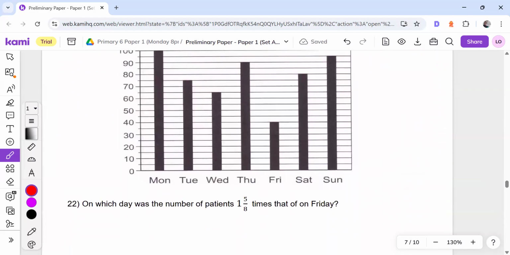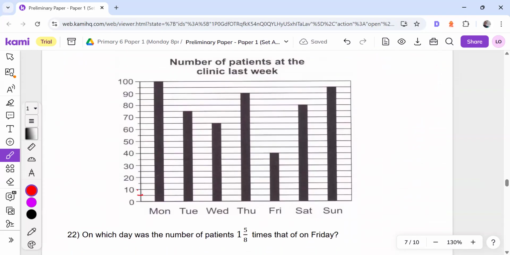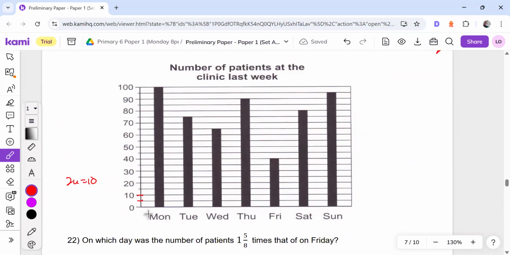Now, when you do graph, you need to count the units, which is quite easy. 2 units is 10. So first thing to do is you see line graph, bar graph, you have to count the units. Then your 1 unit is 5. Then after that, you will need to put the numbers onto the bar graph. So 65, 90, 40, and this is 80, and this is 95. Okay? You must do all these things first.